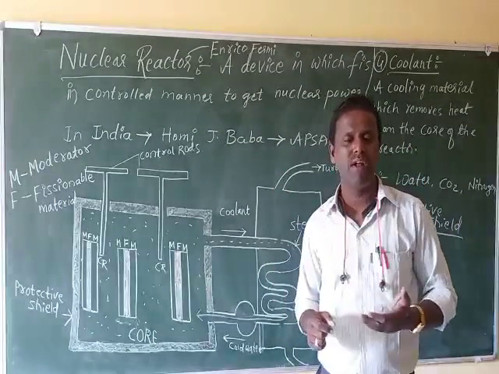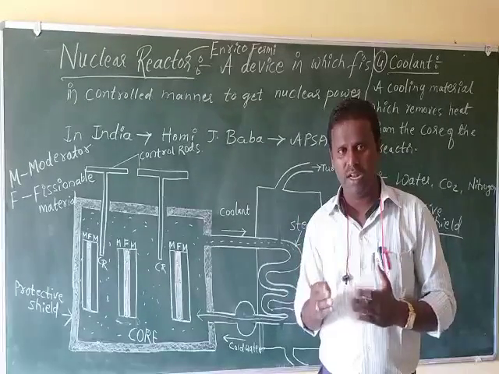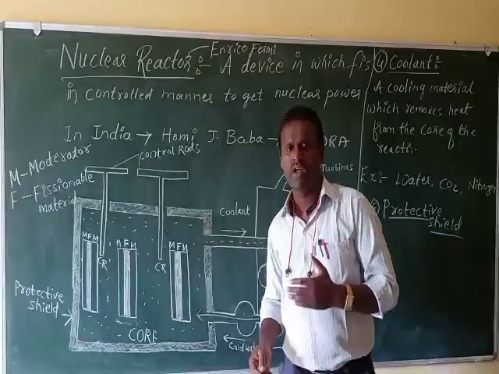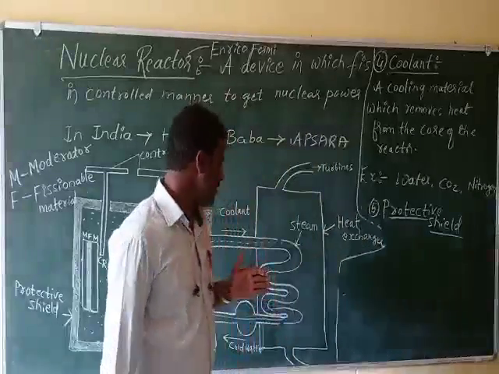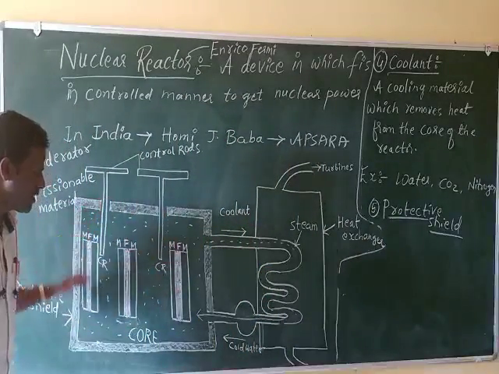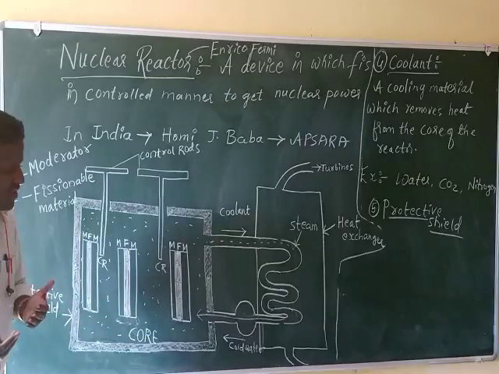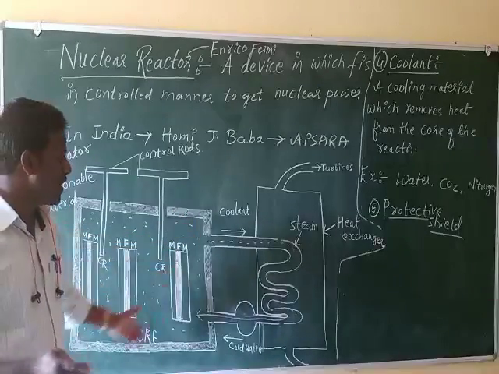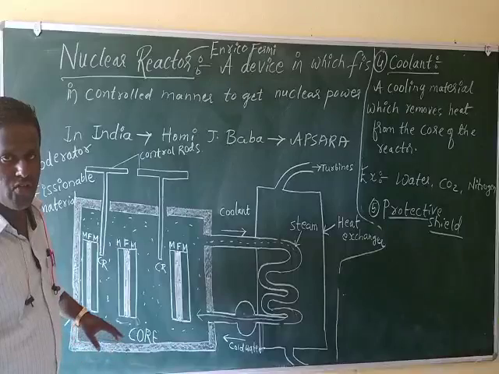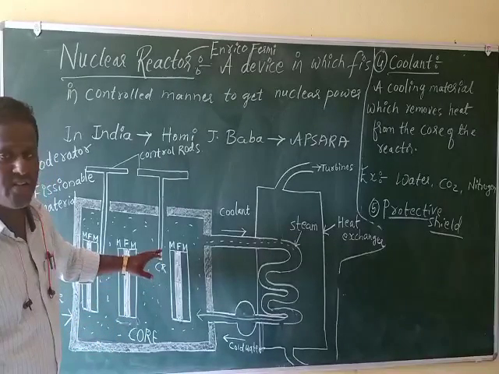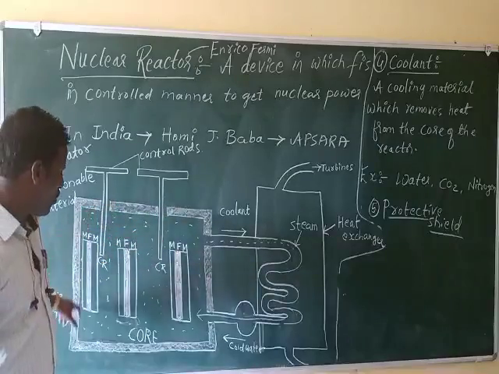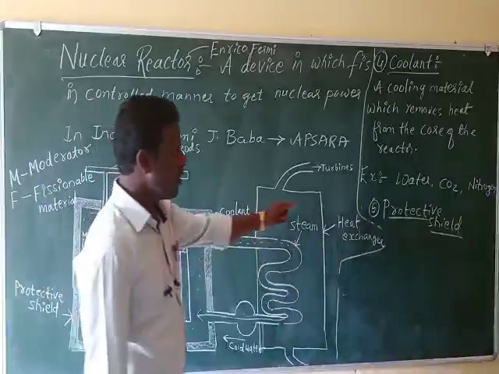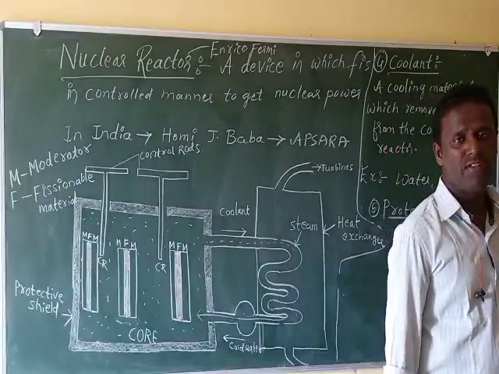Why its thickness is made maximum means it must absorb the radiations which are emitted in the nuclear core material due to the fission process. Definitely a maximum amount of radiations is emitted in the core material, and these radiations may cause injuries to the people who are working around the nuclear reactor or in the reactor section. So to protect the people from the hazardous radiations, this core is built with a thick concrete wall. That thick concrete wall is called protective shield.